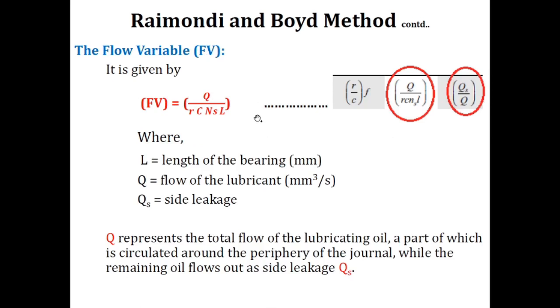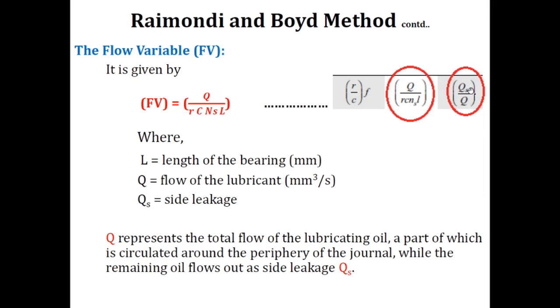The next term is the flow variable. Again, if you refer to the table, here you will get the value of the flow variable. This flow variable is given by Q upon R into C into n_s into L, where Q is the flow of the lubricant and the unit is millimeter cube per second. R is the radius of the journal, C is the radial clearance, n_s is the speed in RPS, and L is the length of the bearing.